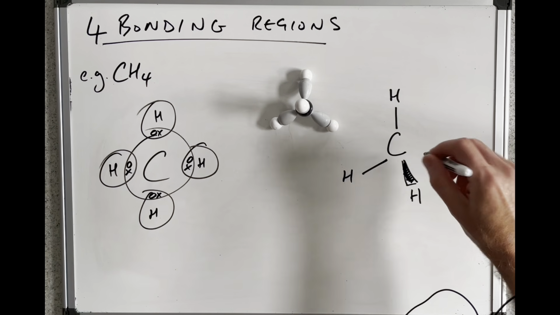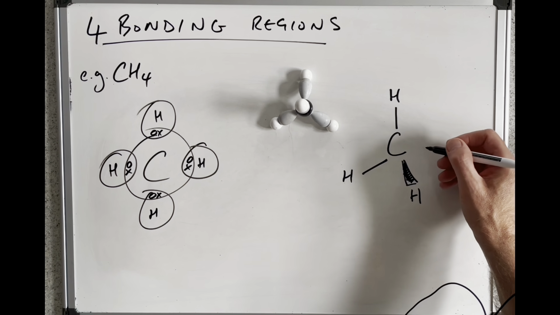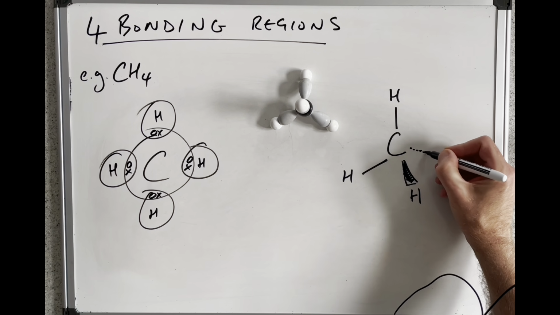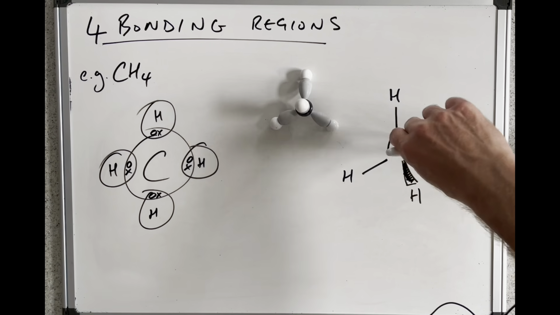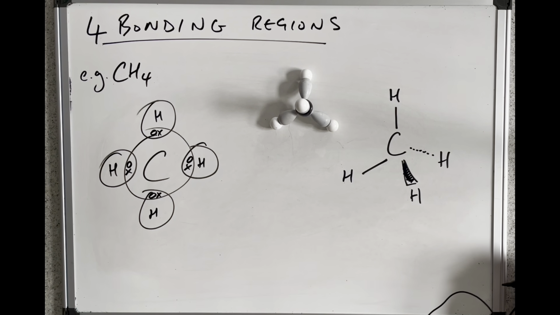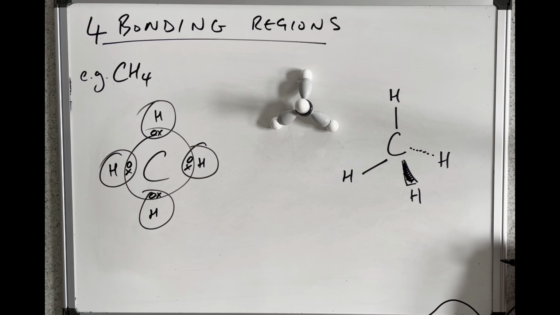So how do I show a bond that's going behind the plane? We draw either a dashed wedge or just a dotted line. I'll just go for a dotted line. So this bond here means it's going down behind the plane. So that kind of gives it a bit of a 3D perspective.